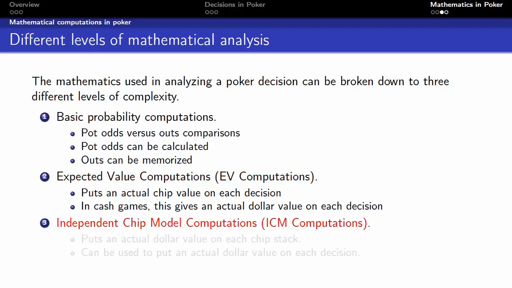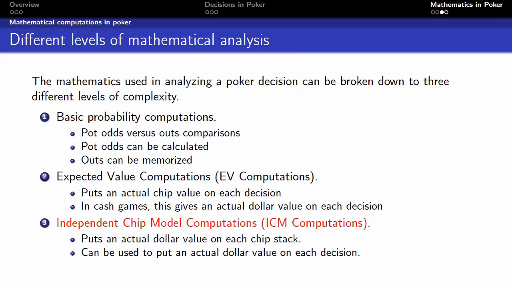And now finally, the most complex decisions, we're doing independent chip modeling. And what we're doing is in a tournament, we're taking each chip stack and converting it into an actual dollar value. And we can use this then to put an actual dollar value on each decision, like what we did in the expected value computation for cash games, but we need to go to this extra step because of the problem that a tournament chip does not directly translate into some dollar figure.